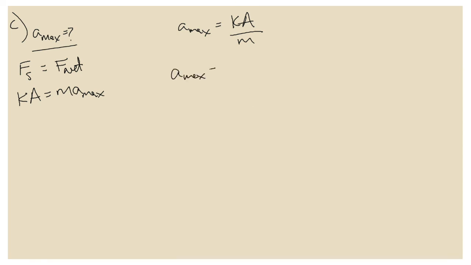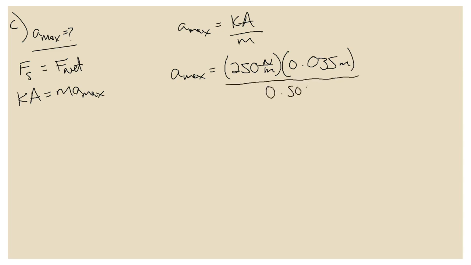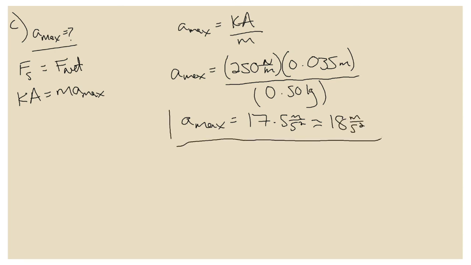And so here now, this I think is just a pretty simple plug-in. We have 250 newtons per meter times the amplitude here, which is 0.035 meters. And of course, we're going to divide that by the mass, 0.50 kilograms. And when you do that math here, making sure you have everything plugged in correctly, you get a maximum acceleration of 17.5 meters per second squared, which to 2 digits we can call 18 meters per second squared. And that's it. Take a second to pause this video here and write that down. And when you hit play, we'll move on.